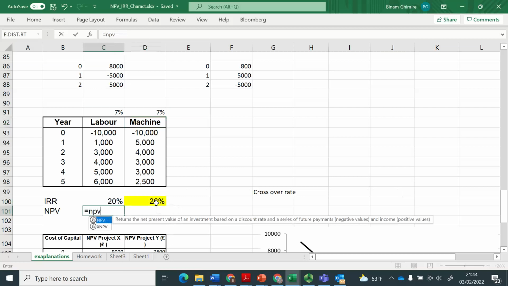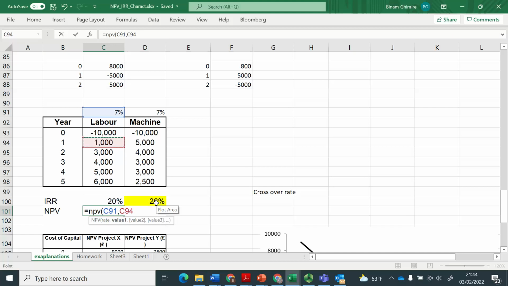Now if you compute NPV, then you first need to take rate, then values. This is the Excel way of finding IRR, NPV. Okay, then all these values, plus you put plus sign when your cash outflow is negative, this number here, and this is what you get, 4,912. What is it for machine? 4,686. So what does this mean?